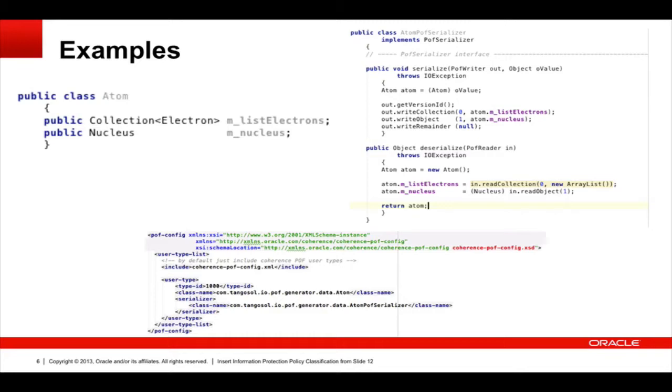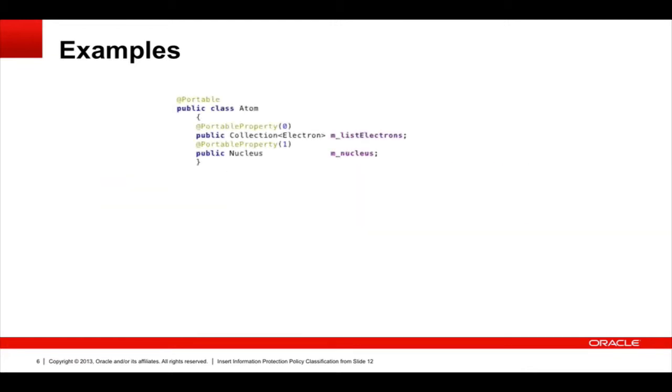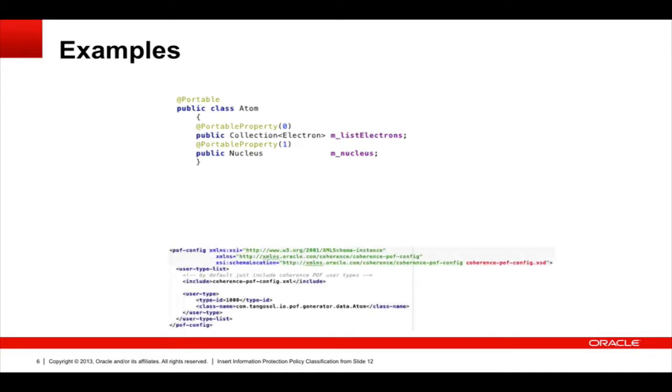And we can see that we have this XML snippet as well. And in this XML snippet, the serializer is explicit because from the atom we can't infer the serializer to use. And let's take a quick look at the annotation approach. So here we can see that we have the atom class, it's marked as being portable, and also it has these various portable properties. And we can see that we also have this XML snippet, which is identical to the first use case. Right? So from the atom, we can infer the serializer to be used by the fact that atom itself is annotated with the portable annotation.